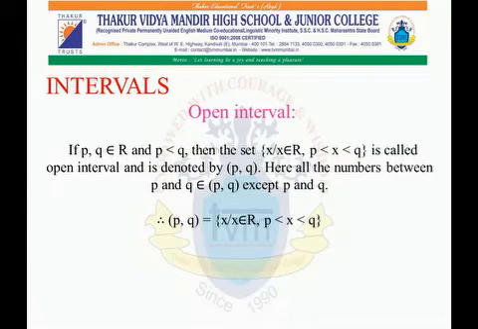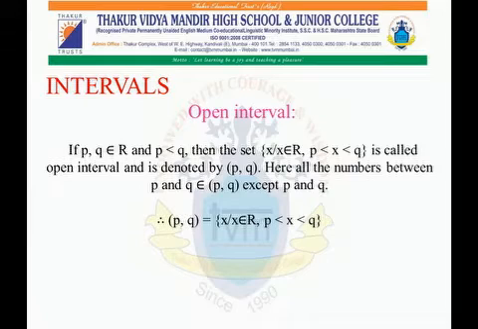Now see intervals. There are many types of interval. Let's see open interval. What is an open interval? If p and q belong to R, that means p and q are real numbers, and p is less than q, then the set of x such that x belongs to R and x is from p to q, that means x is more than p and less than q, is called an open interval and is denoted by (p, q) within small brackets. The open interval is always represented within small brackets.